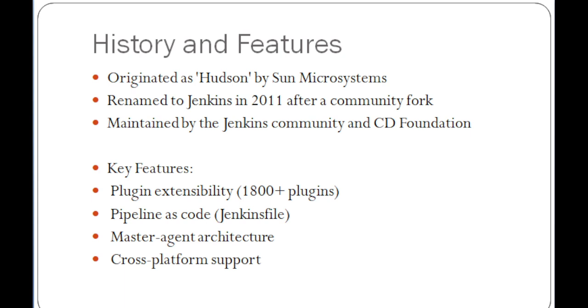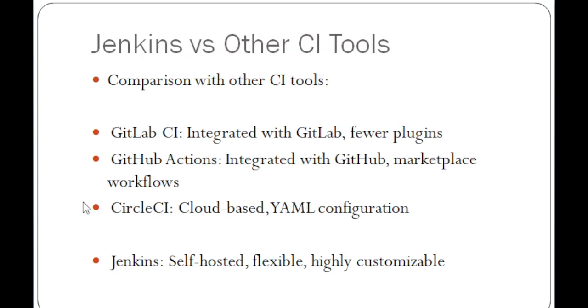Let's talk about Jenkins and other CI tools. So let's talk about the GitLab CI tools. GitLab CI is integrated with GitLab and it provides fewer plugins. And let's talk about GitHub Actions. GitHub Actions is integrated with GitHub. And another one is CircleCI. It is a cloud-based CI tool and it uses YAML configurations.